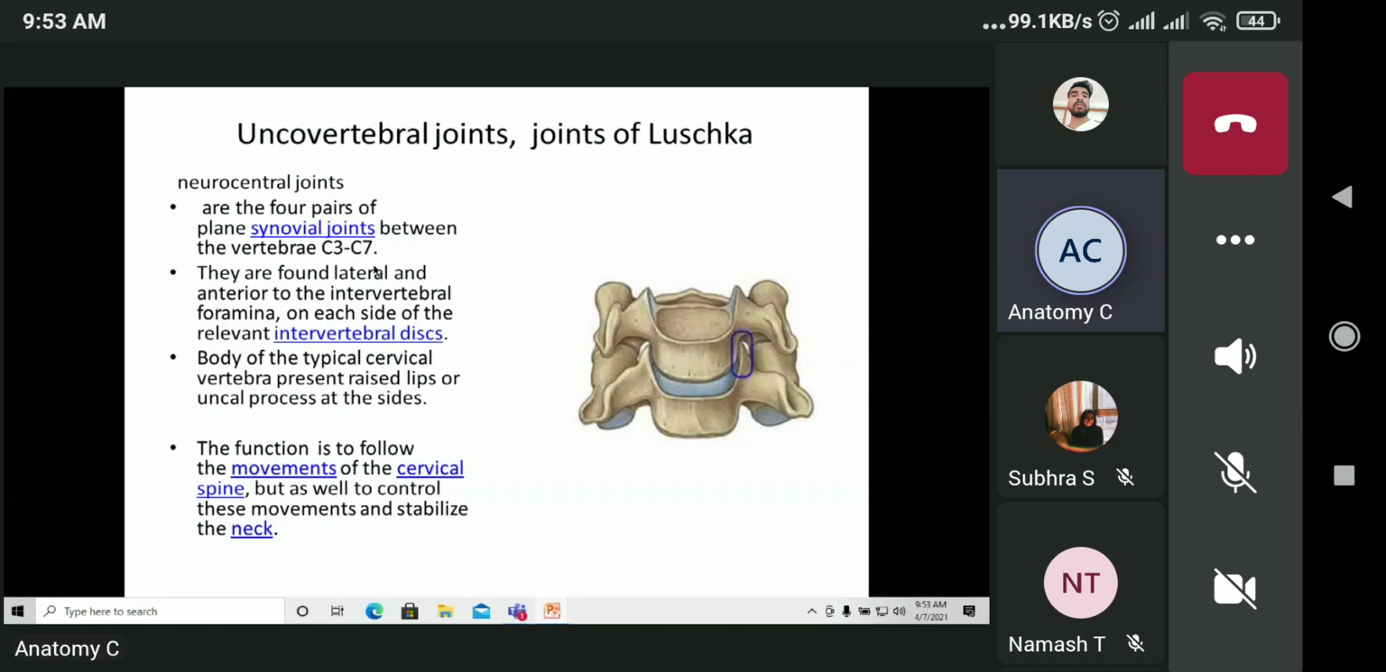This one you'll get between C3 and C7. The function of this is to allow the movement of the cervical spine, as well as to control the movement and stabilize the neck. This will stabilize the neck in position.